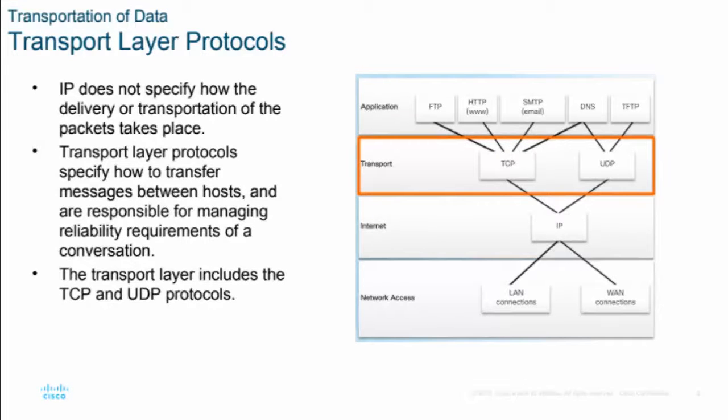Why do we need TCP? Because if we rely on IP alone, like we studied before, IP is best effort. It does not guarantee delivery of your information. Transport layer protocols specify how to transfer messages between hosts and are responsible for managing the reliability requirements of a conversation. The transport layer includes the TCP and UDP protocols. These are the most famous transport layer protocols, and we will study them in detail, inshallah.